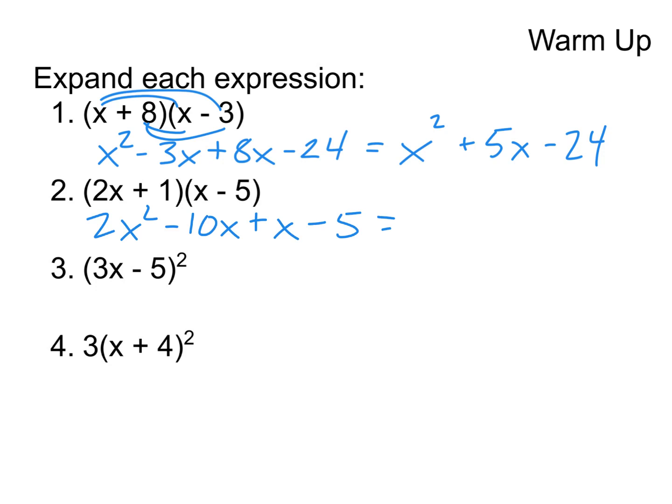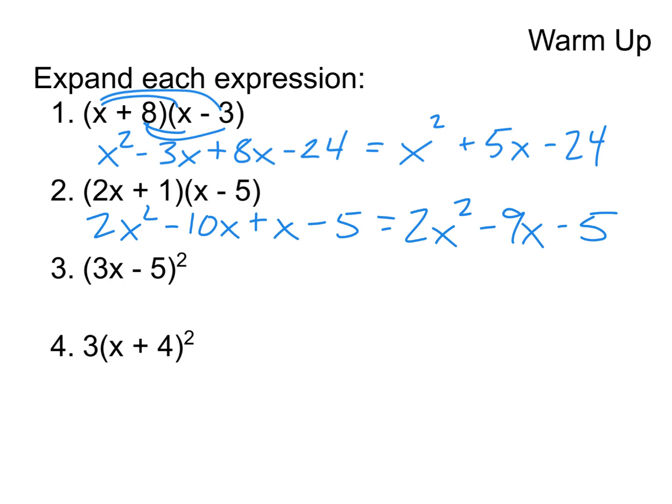And then, again, combine the like terms. The 2x squared stays 2x squared because there's nothing else that has an x squared in it. But I can do the minus 10x plus x. That's going to give us minus 9x. And then the minus 5 hanging on the end.